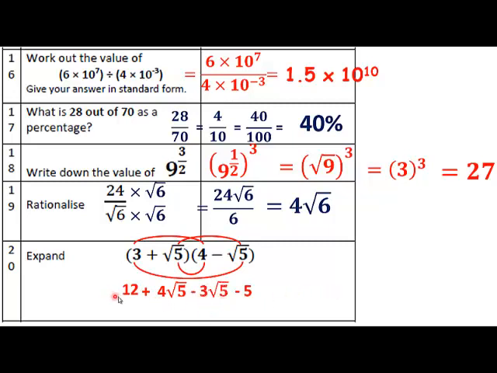Now let's just tidy this up. 12 take away 5 is 7. 4 minus 3 is 1, so that's 1 root 5, and there is my result.